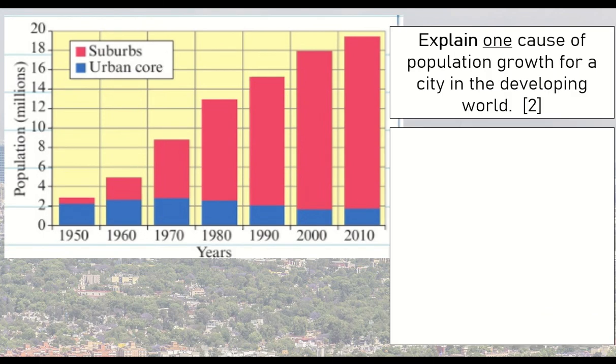The next question is now slightly different. Same graph, but now it's explain one cause of population growth for a city in the developing world, or for Mexico City. So explain for 2 marks, one cause, you need a connective here, and I want a specific cause for population growth in a developing world city. Okay, so try and expand on your answers. 2 minutes, do that, time yourself. When the 2 minutes is up, you can move on.